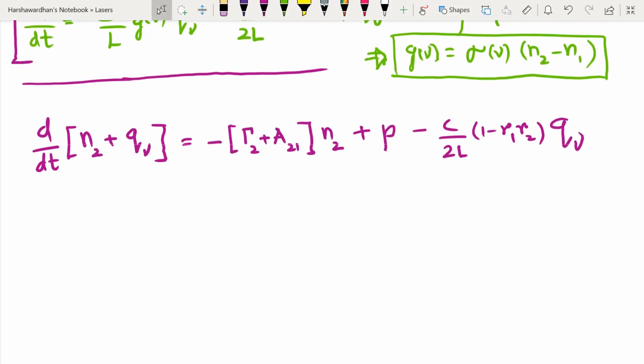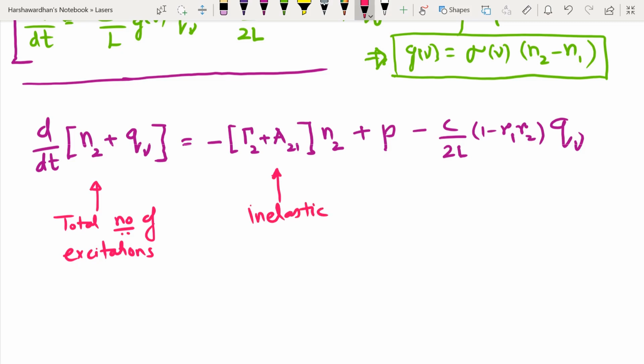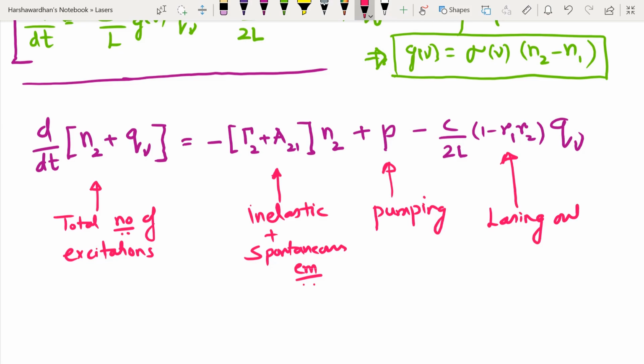So you see that the total number of excitations can be interpreted quite nicely. This is my total number of excitations. The atomic excitations are lost due to inelastic processes, inelastic loss and spontaneous emission. The total number of excitations increases because of pumping. This is my external pumping that is driving the population, and the excitations are lost because the cavity photons that are generated get out as my lasing output. The lasing output itself takes away the excitations which are generated within the cavity.